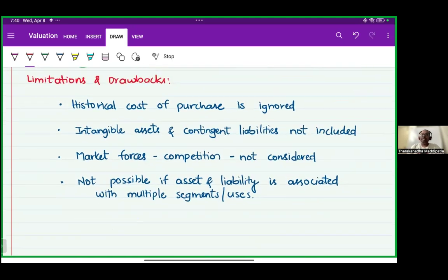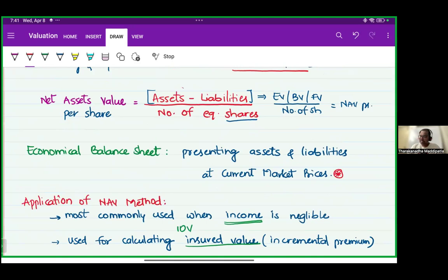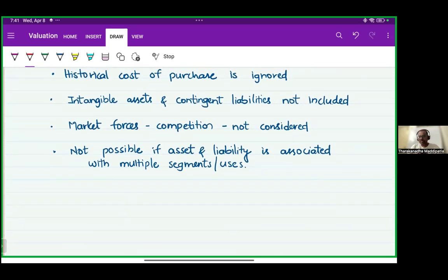Let us look at the limitations and drawbacks of this NAV method. In NAV method, historical cost is ignored. So whatever amount of cost that you have put into the purchase of these assets is not considered in this NAV approach. In the NAV approach, intangible assets and contingent liabilities are excluded. So in the formula, intangible assets are excluded from assets, and in the sum of liabilities, contingent liabilities are excluded. So that doesn't give a true picture.